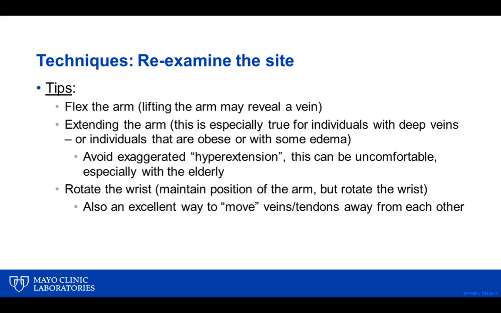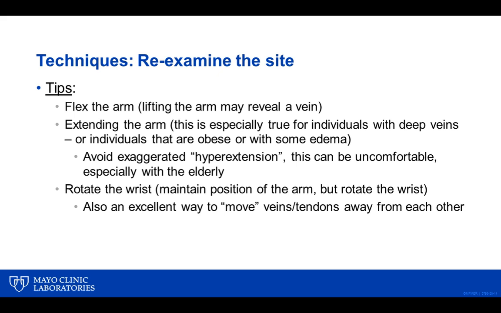Some other techniques that you can do is flexing the arm. Lifting the arm may reveal a vein in the antecubital fossa area. Just by bending the arm up a little bit, you'll be able to bounce that vein and feel it. Turning the wrist from one side to the other can spread that. Say your vein's right over the top of a tendon, that might move that vein off to the side so you can use it better away from the artery. It's just little things like that can make a big difference.